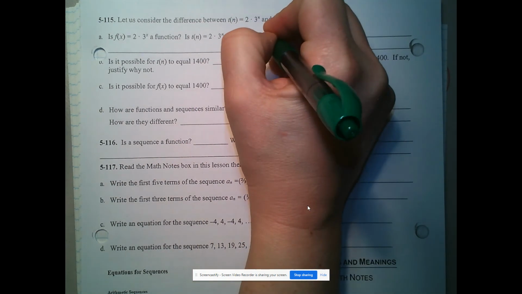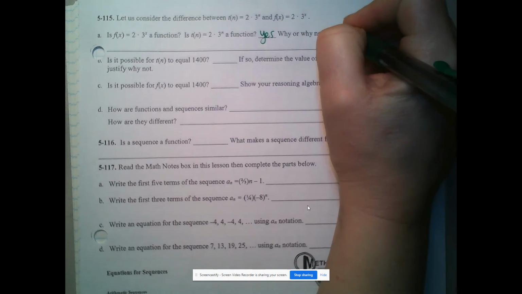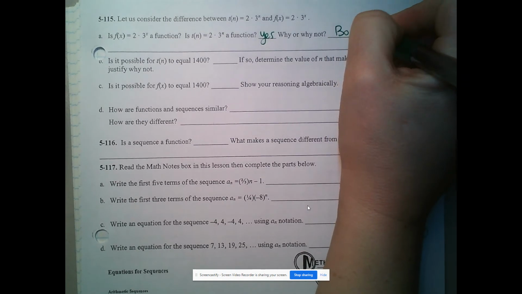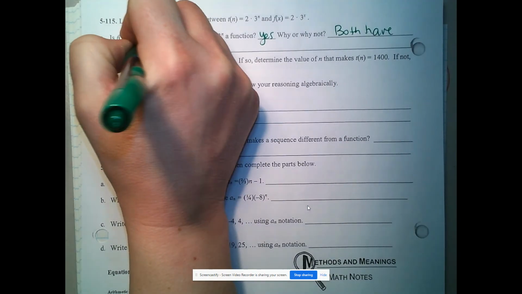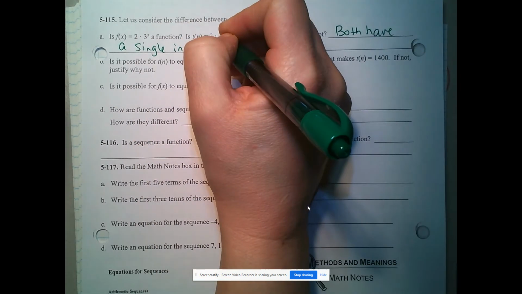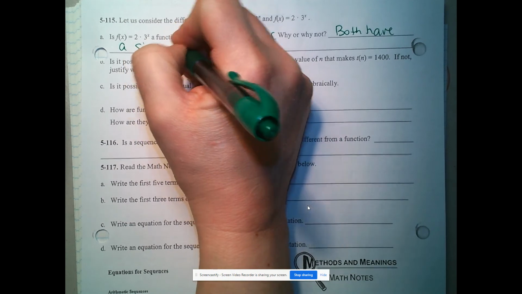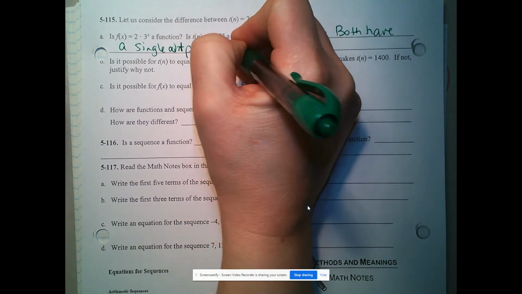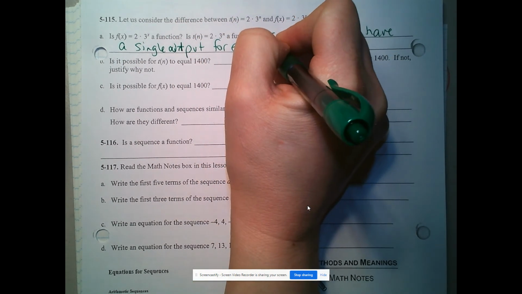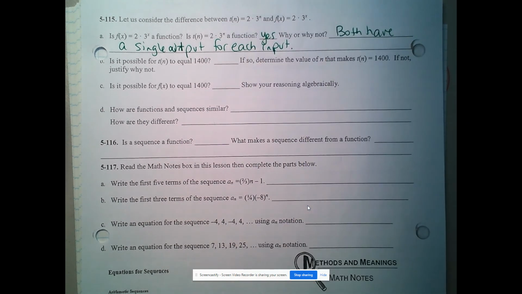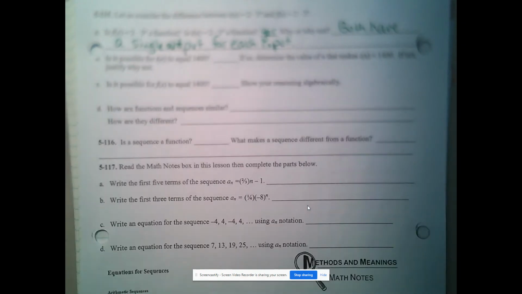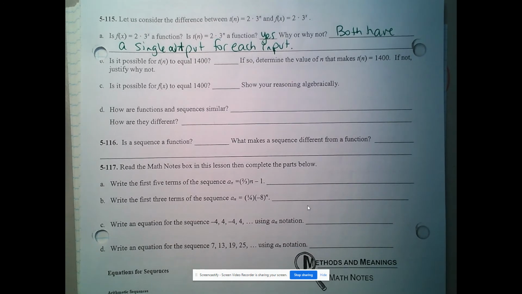They are both functions because they both have a single output for each input. If I plug in 6, I'm going to get the same single output each time. If I plug in -3, even though a sequence wouldn't have a negative third, I would get the same output each time. So a single output for each input.